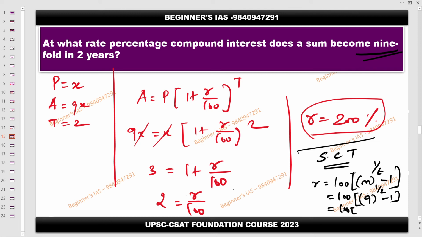So 100 into square root of 9 is nothing but 3. 3 minus 1 is nothing but 2. 100 into 2 is nothing but 200. You can use this method also. Clear? But the red color is the proper method, so black is the shortcut method. Shall I move on with the next question?